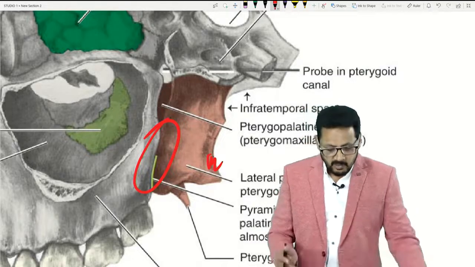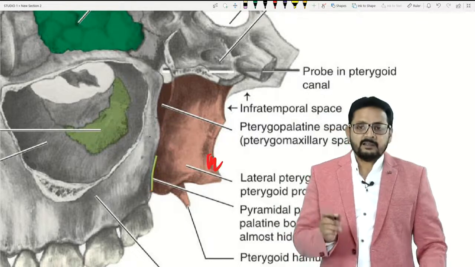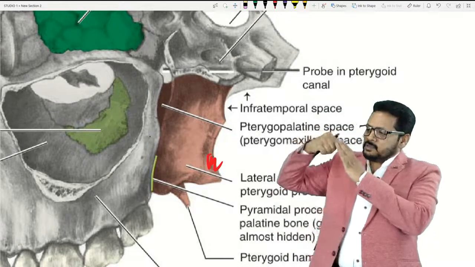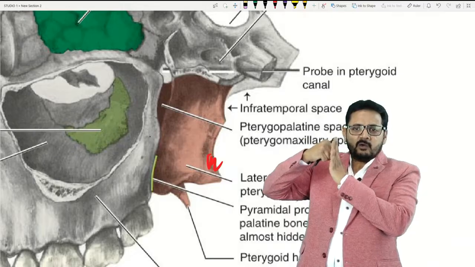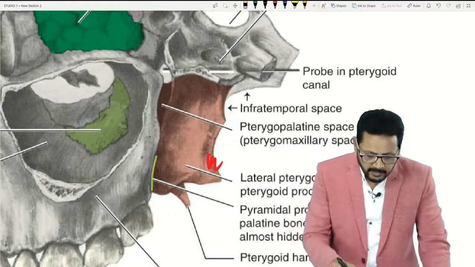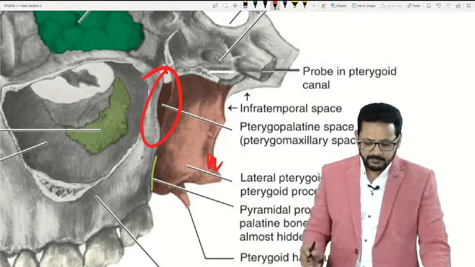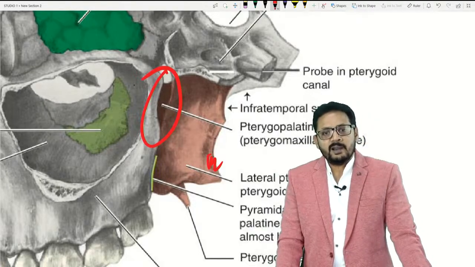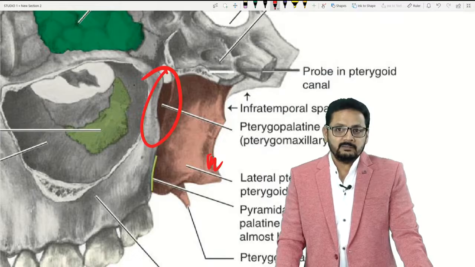Okay? And one more important thing I want to reiterate here, whenever you are placing, see why I said it should be superiorly only 35 to 40 degrees. Now let us say if you are more vertical, what will happen? The chances of you entering into the pterygomaxillary fissure, or the pterygopalatine space, is more. Now you might ask me what will happen?